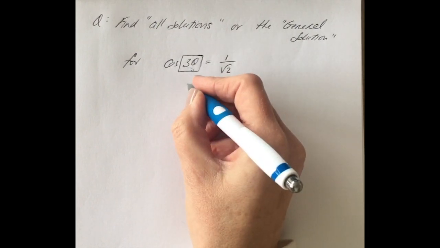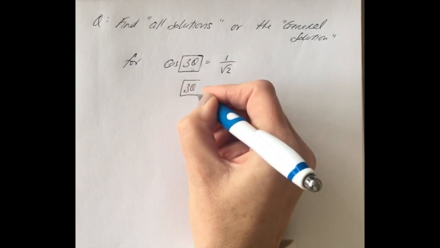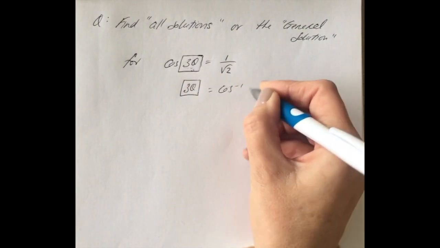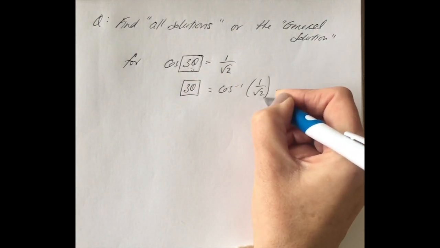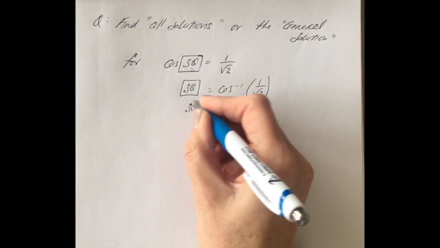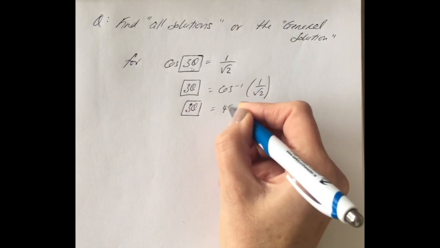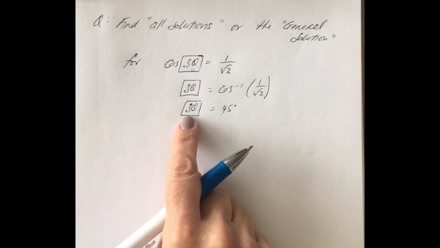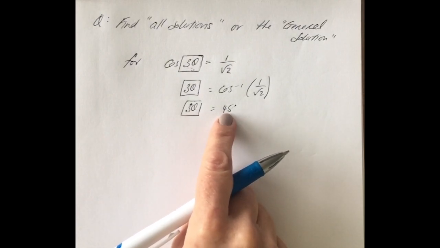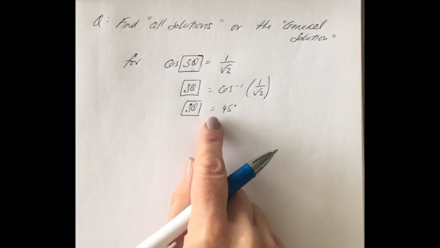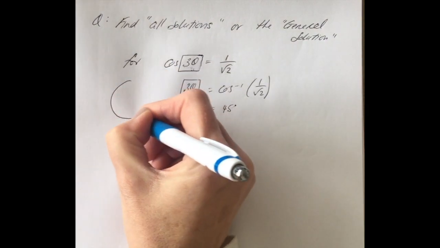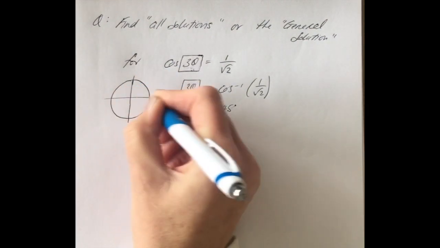So the first thing we're going to do is, of course, cos inverse of 1 over root 2, and I'm getting 45. So just keep that in the box. This is what we're interested in. We want the angles, okay? So 45 degrees. Now again, as always, do your unit circle.